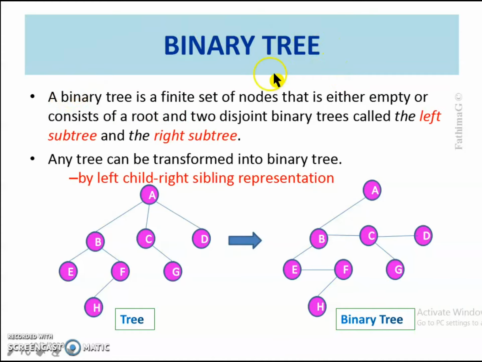Let us see the formal definition of binary tree. A binary tree is a finite set of nodes that is either empty or consists of a root and two disjoint binary trees called the left subtree and the right subtree.